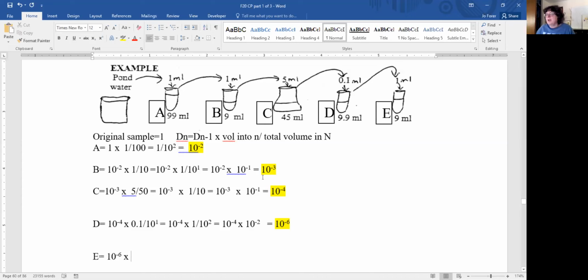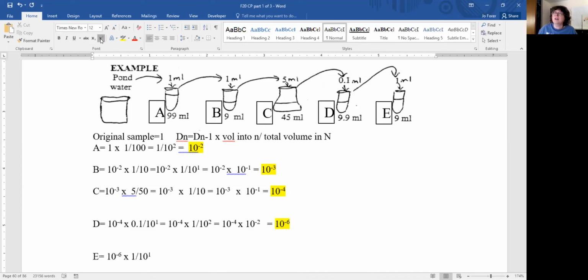Okay, so we've got our 10 to the minus 6, which we got as the final dilution of container D. We're going to use that final dilution of container D to figure the dilution factor for container E. So with container E, we started with a 10 to the minus 6 dilution of D, and we take 1 milliliter of that, so that's our 1 right here, 1 milliliter from the previous container. We're putting it into a total volume here of 9 plus 1. 9 plus 1 is 10. Let's say 10 to the first power.